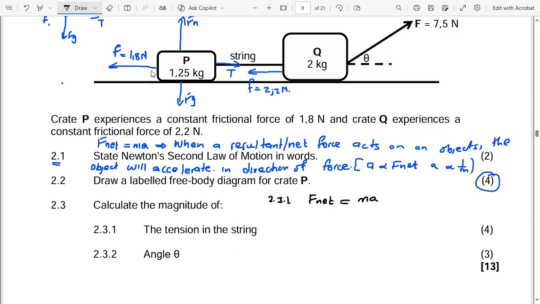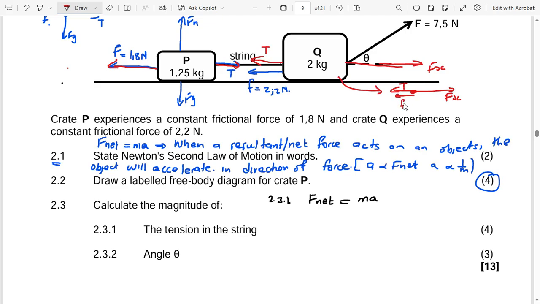It's going to be easy if we use crate P, because crate P has only 2 forces. I can't use crate Q. Crate Q will make everything more complicated because we have the horizontal force, the tension and the frictional force. So for crate Q, if I draw a free body diagram, this will be my Fx, my tension, and also my frictional force.